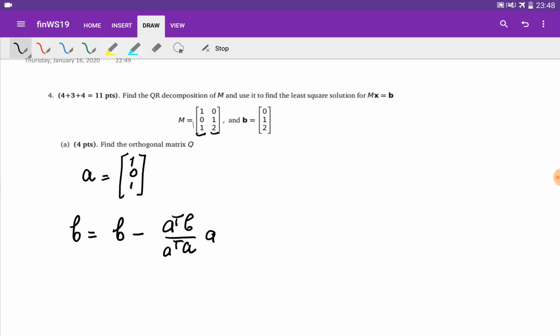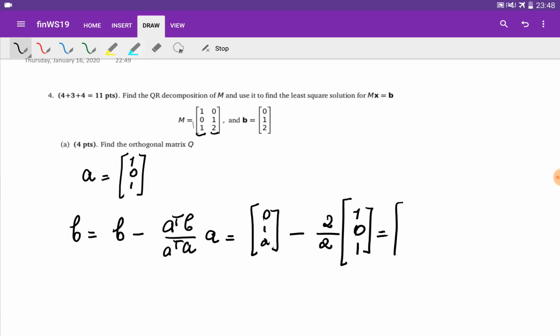So b is 0, 1, 2 minus, when we multiply this, it's going to be 1 multiplied by 0, 0 multiplied by 1, 1 multiplied by 2, which is 2, divided by a transpose a, which is the norm of this vector squared: 1 squared plus 0 squared plus 1 squared, which is again 2. We need to multiply this by a, which is 1, 0, 1. If we subtract, it is going to be minus 1, 1 minus 0 is 1, 2 minus 1 is 1.